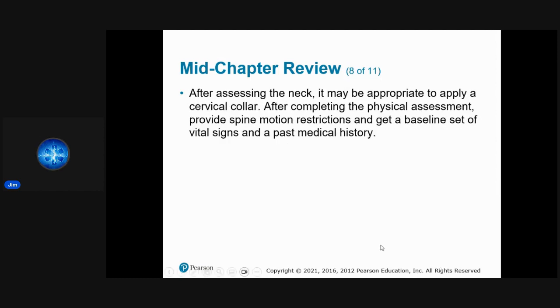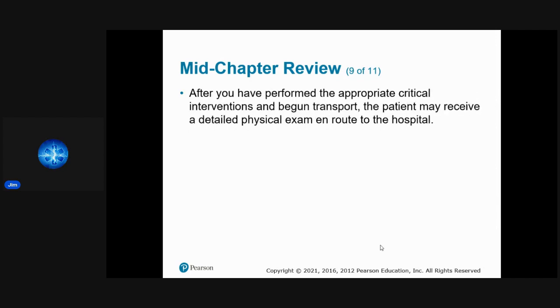After assessing the neck, it may be appropriate to apply a C-collar, right? We're going to assess the neck before we do the C-collar. And after we do this rapid physical exam, we're going to go ahead and do the spinal motion restriction, and we'll get a baseline set of vitals, and then we'll get a medical history. And after all the interventions are done and we begin transport, this is where we go into that detailed physical exam while we're en route. Well, we have more time, and that's that slowed down, detailed exam. It could be head to toe, or it can be focused as well.